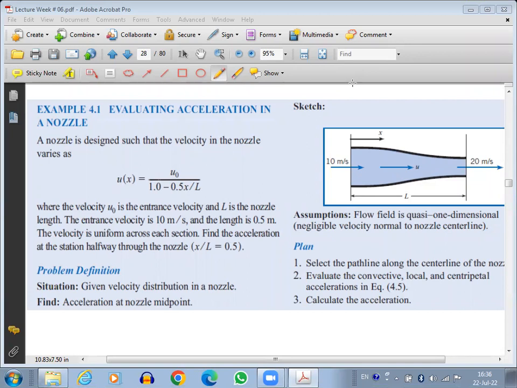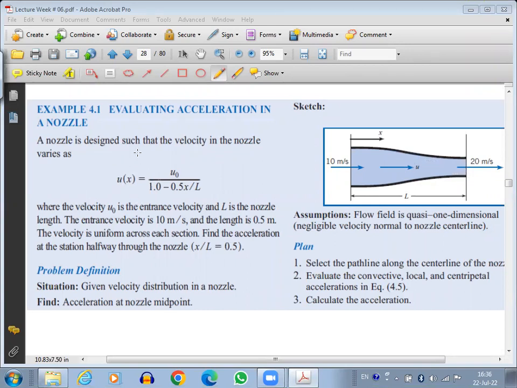Okay, so let's start with the numerical. Evaluating acceleration in a nozzle. So we have a nozzle, and in the nozzle, the fluid is flowing through the nozzle. So nozzle is basically a pipe with a reducing diameter. So at the beginning, you have a big diameter. Comparatively, in the end, you have a smaller diameter.